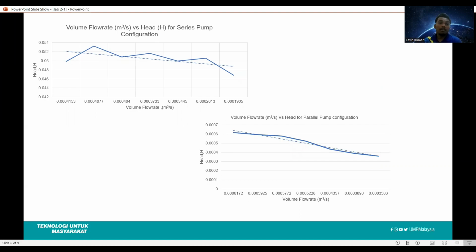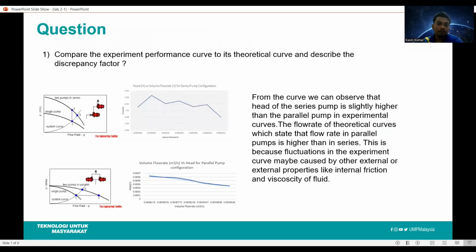Next, for the series pump configuration and the parallel pump configuration, we can see that both of them have the head reducing as the volume flow rate is increasing. But for the series pump configuration, the head is reducing drastically as the volume flow rate is increasing. So let's have a discussion on the questions.